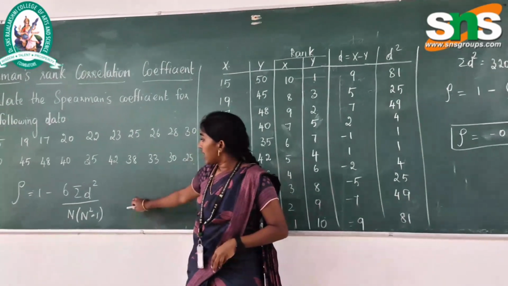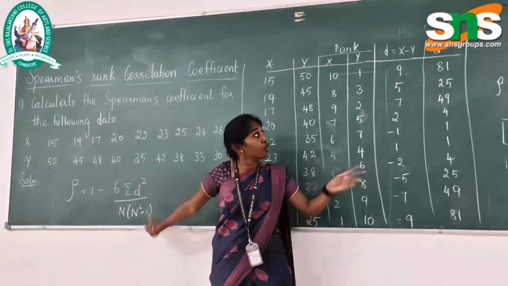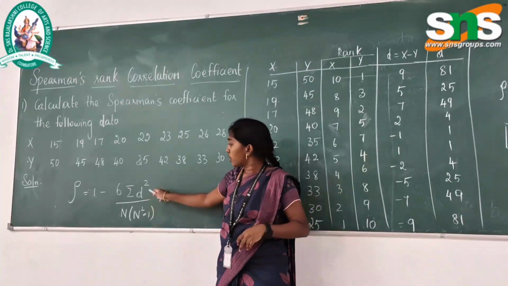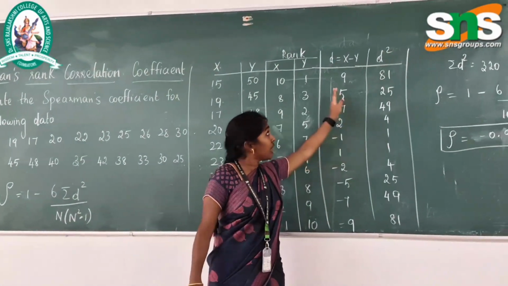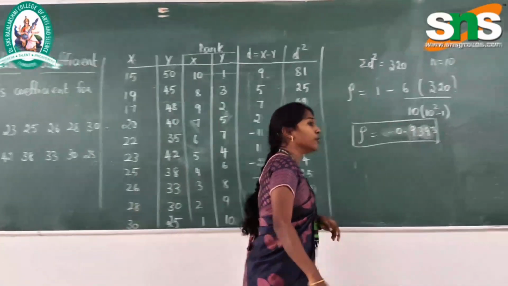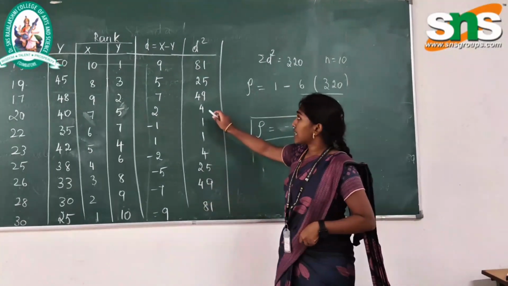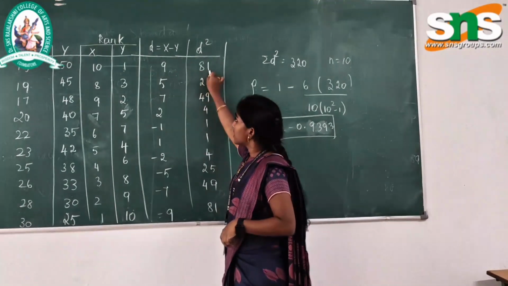So in the formula they are asking for the d square. We found the value of d, so next we are going to find the d square. d square means we are going to square the values present in d. The first value in d is 9. Squaring 9, the answer is 81.